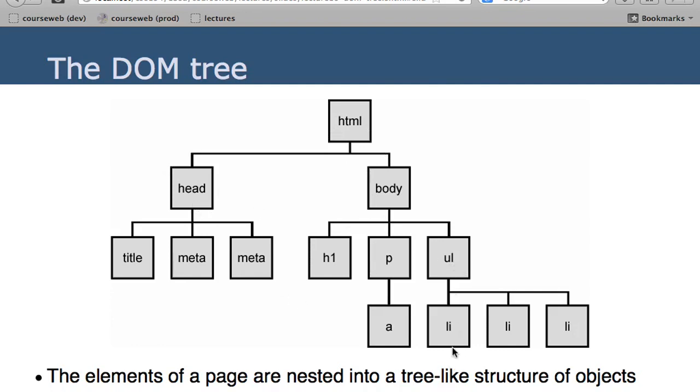Same thing with this UL down here is the parent of these LIs, and they're siblings to each other, and the UL is each one's parent. You could also say if you wanted that body is the LI's grandparent. Generally we just talk about sibling and parent-child relationships.